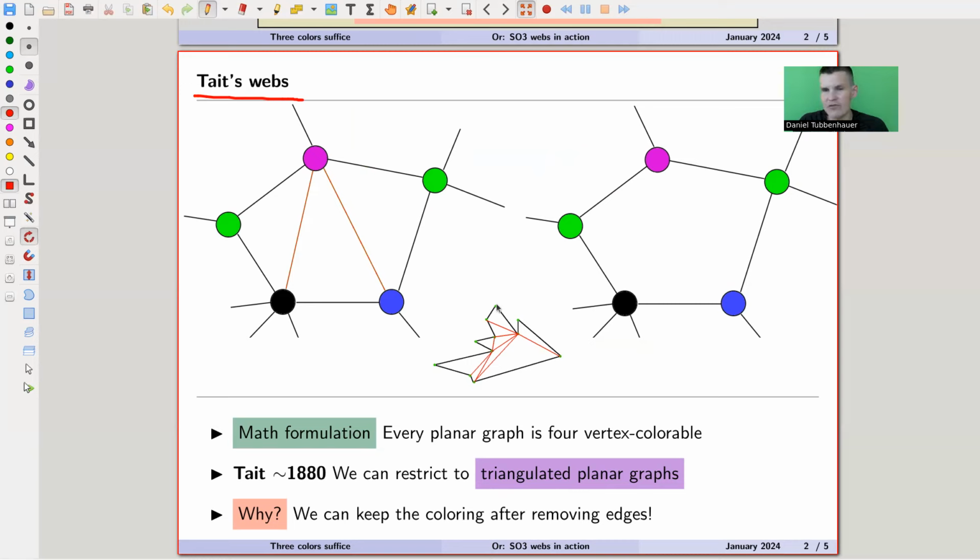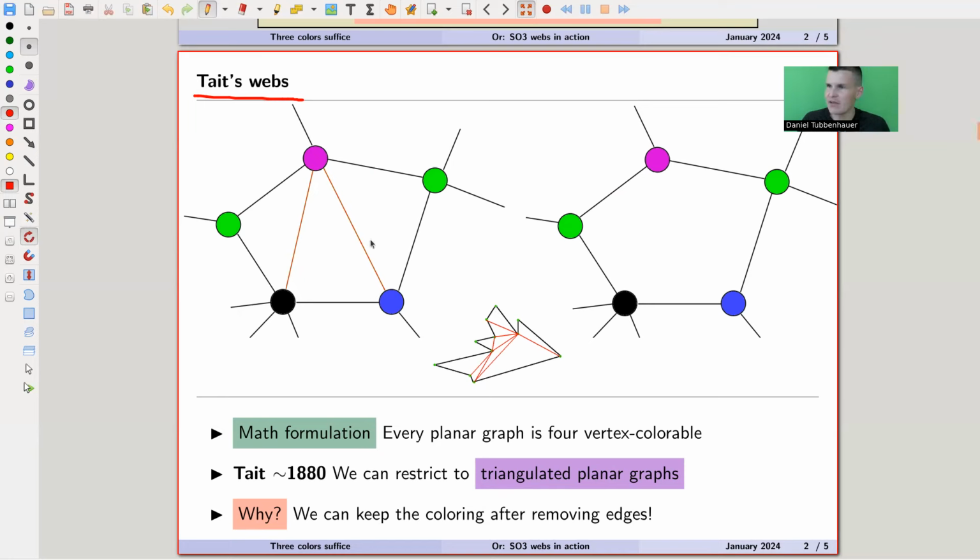First of all, you can restrict to triangulated. So in this case, if you go to graphs, the correct notion is every planar graph has a 4 vertex coloring, and the vertex coloring is just the same as the map coloring. Neighboring vertices get different colors. And first, Tate's first reduction or first formulation is that you can restrict to triangulated planar graphs.